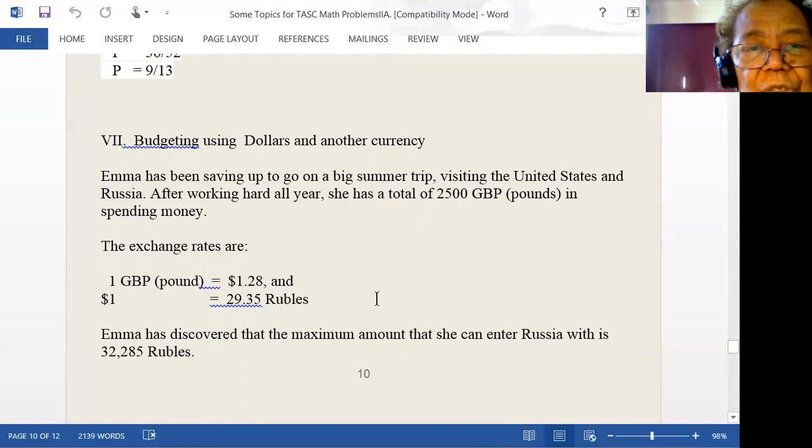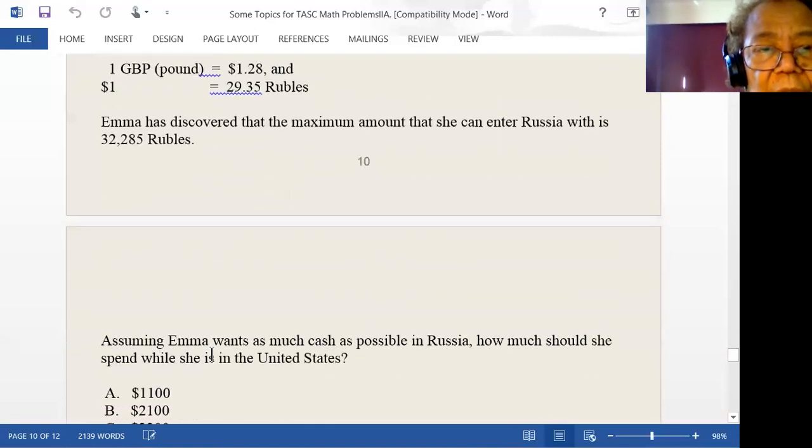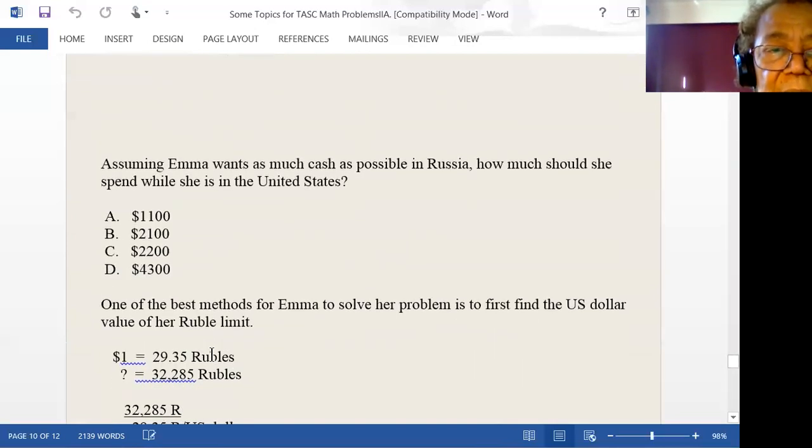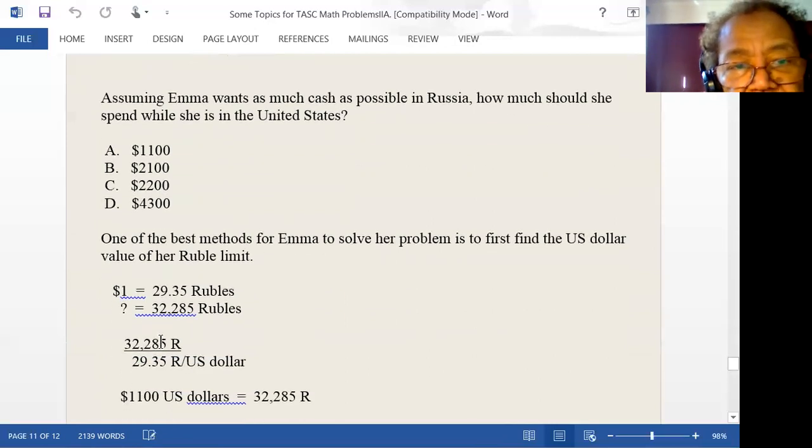Now, she knows the maximum amount she can spend in Russia is 32,285 rubles. Okay. Now, how much should she spend while she's in the United States out of the money that she saved if she wants to spend as much cash as possible in Russia? And this was given as a multiple choice. Now, one of the best methods for Emma to solve her problem is to convert her US dollar value to rubles, all right? And we have a conversion here, 29.35 rubles is 1 US dollar.